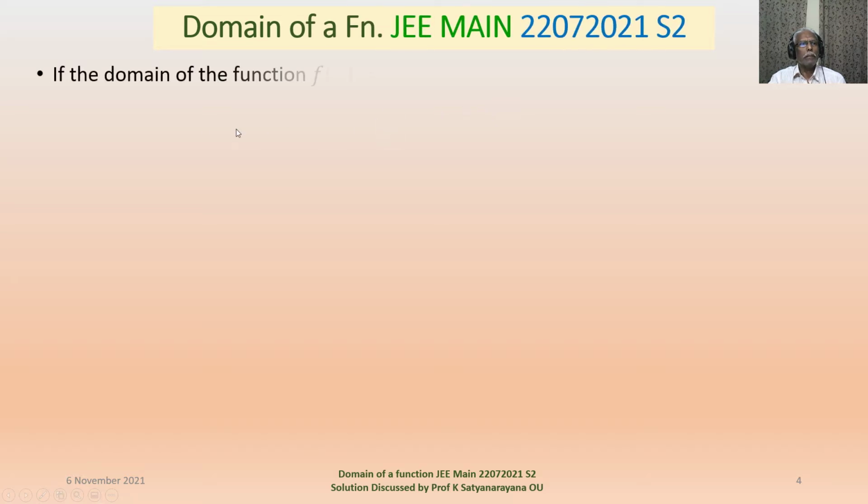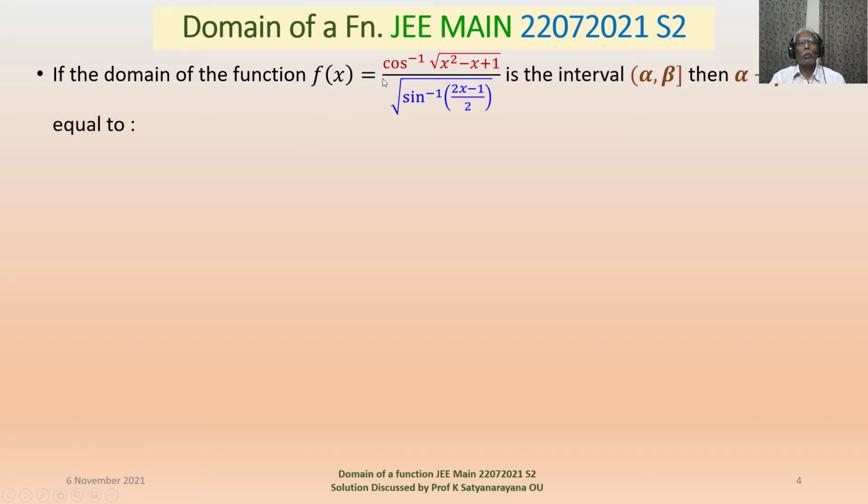The given problem is: if the domain of the function f(x) is equal to the quotient of two inverse trigonometric functions, the numerator is cos inverse of the square root of (x² − x + 1), and the denominator is the square root of sine inverse of (2x − 1)/2, is the semi-open interval (α, β], open at the α end, closed at the β end, then α + β is equal to. The four options are given to us.